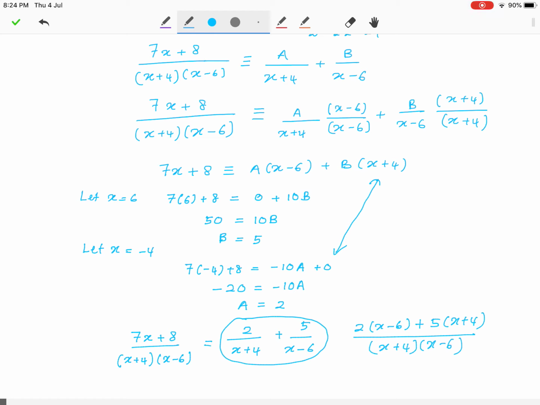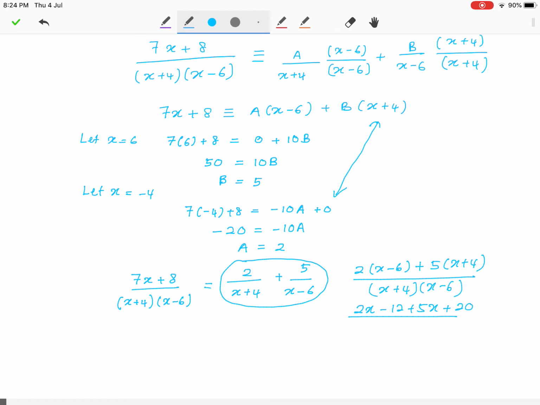Okay, so if you expand that, you're going to have 2x minus 12 plus 5x plus 20 over x plus 4 times x minus 6. So this is going to be 7x plus 8 over x plus 4 times x minus 6. There you go. So that means we have managed to re-express this algebraic fraction into a partial fraction.